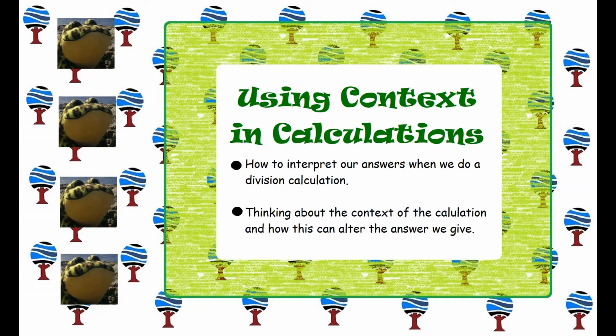Hello, welcome to Puddock's Classroom, and we're looking today at using context in calculations. We're going to be particularly looking at a division calculation and how we can interpret our answers when we do a division calculation. There are different ways of interpreting those answers. We'll be thinking about context of the calculation and how this can alter the answer that we are expected to give.